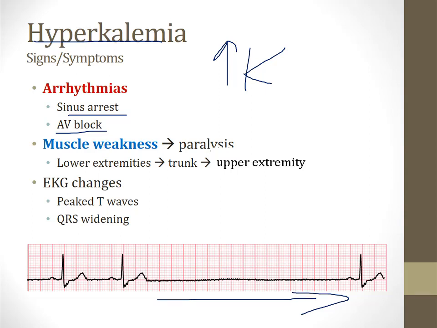In terms of the muscles, when the potassium gets high, muscles become weak, and if this is severe, it can progress to paralysis. Classically, it begins in the lower extremities first. They have very large muscles, and that progresses to the trunk and then finally the upper extremities.